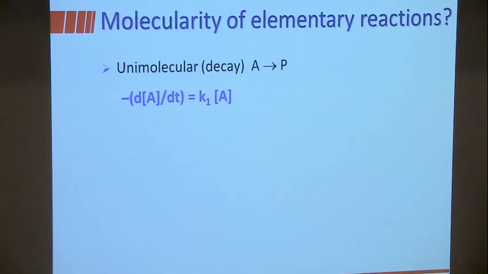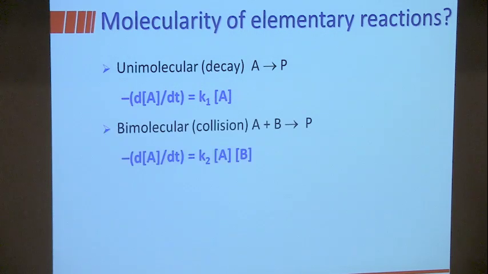And what about molecularity of reactions? What is a unimolecular reaction? A unimolecular reaction, A gives products P, and the rate is first order. It's equal to the rate constant times the concentration of A to the power of 1. Bimolecular collision, A plus B giving us products, and the rate is equal to the second order rate constant times the concentration of A to the power of 1 times B to the power of 1.